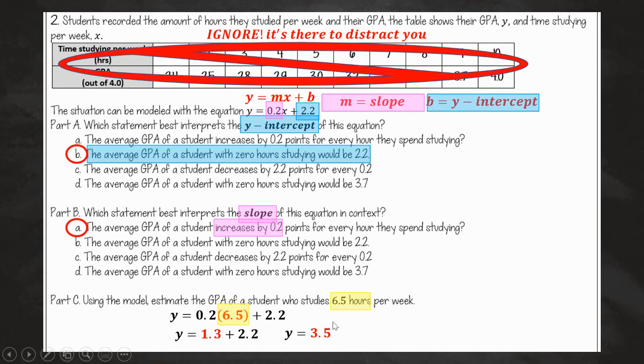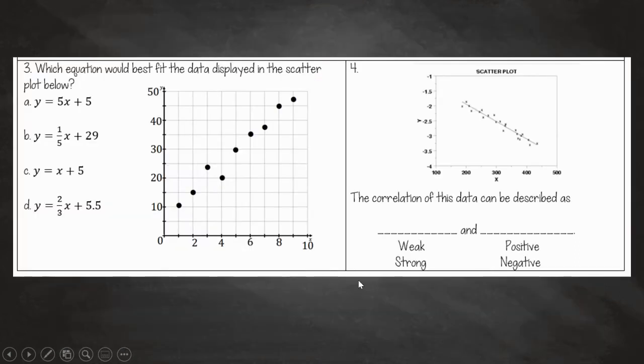Now, a student did point out, well, this didn't match the table because they had to study so many hours to get a 3.5. But again, we can't use the table. We're ignoring the table. We're just plugging in the values that we've been given, and we're making an estimation. So I hope that helps you on these questions, same style questions on the test.